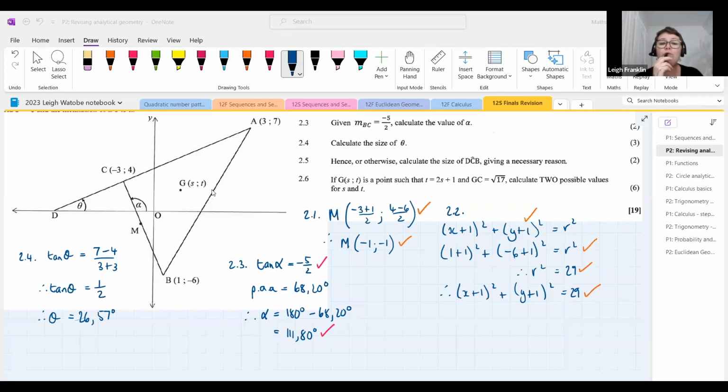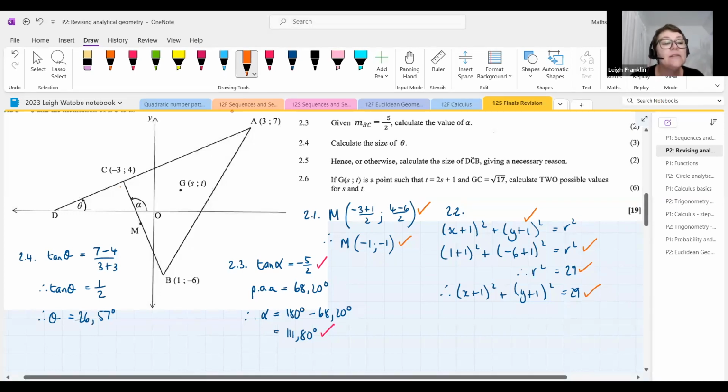All right, so we've done 2.4. Now we're going to do 2.5, hence or otherwise. So in other words, using theta, but if there's another method, you're allowed to do that as well. Calculate the size of angle DCB, giving a necessary reason. Okay, so DCB is this angle over here where the little orange dot is.